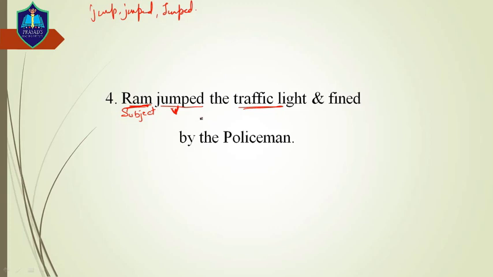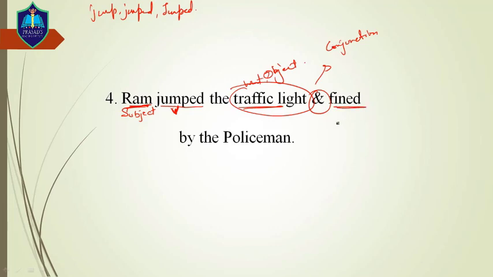How to identify the object? We'll check with what or whom. Ram jumped what? We can replace it with what, right? Ram jumped what? He jumped the traffic light. So, traffic light is a noun and this becomes the object now. So, we are done till here. So, and is a conjunction. What is a conjunction? A conjunction is something which joins two words or two statements. So, and is the conjunction.